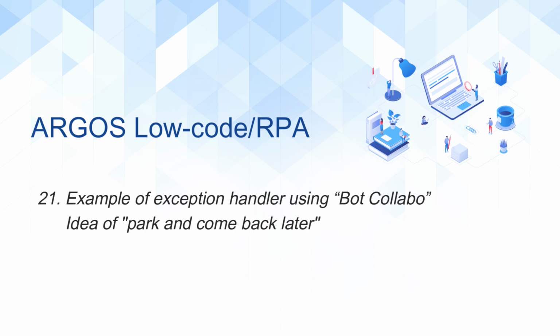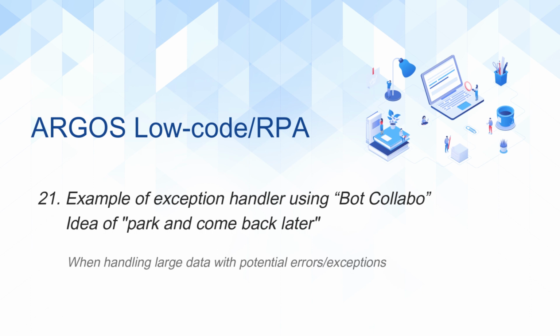Hi. In this video, I'm going to show you one example on how to design an exception handler, using this plugin called Bot Collabo. In practice, there are so many types of exceptions. Our example today is the exception on the input data, which may contain records that are irregular, incorrect, or incomplete.